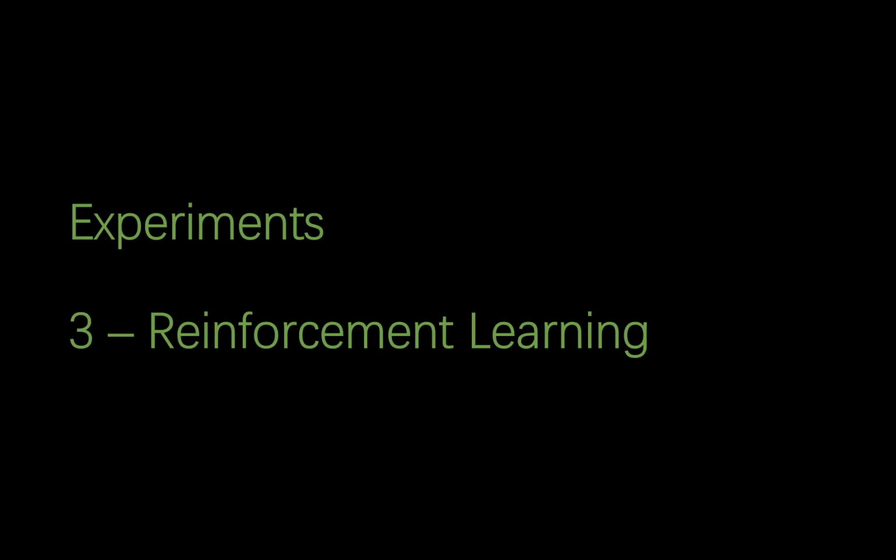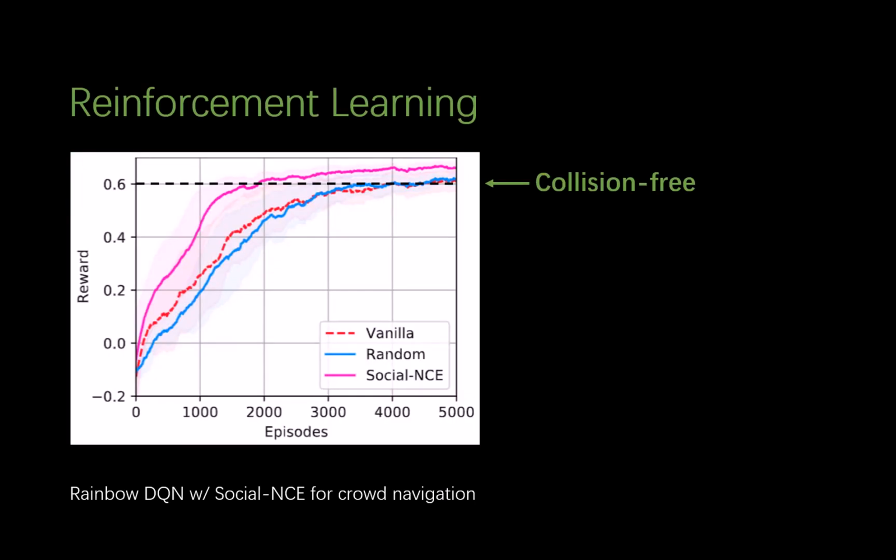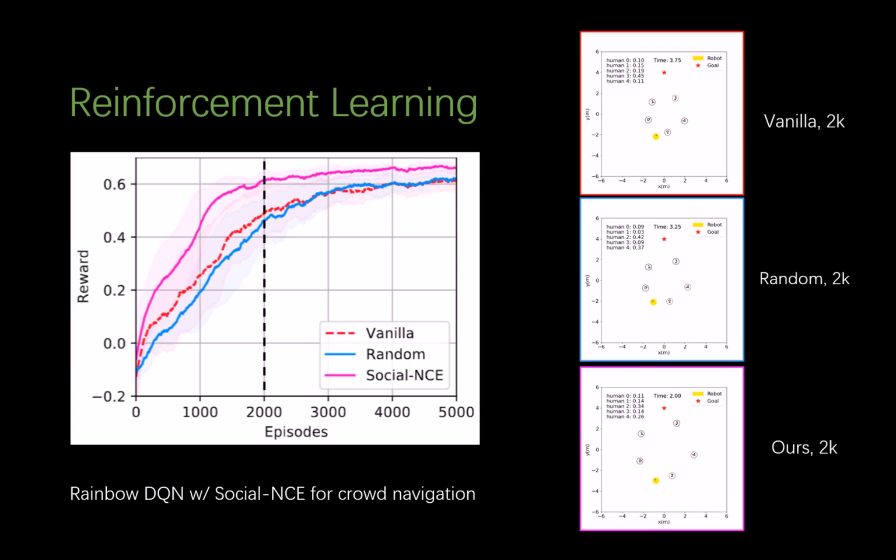We finally validate our method on Rainbow DQN, a state-of-the-art reinforcement learning algorithm. Compared with the vanilla and random sampling counterparts, the agent trained with our method attains much higher sample efficiency. Here are some qualitative results of the agents obtained from different methods at the 2K episode. Our method results in an agent of sufficient social awareness to accomplish the navigation task safely and efficiently, whereas the baseline methods lead to collisions.